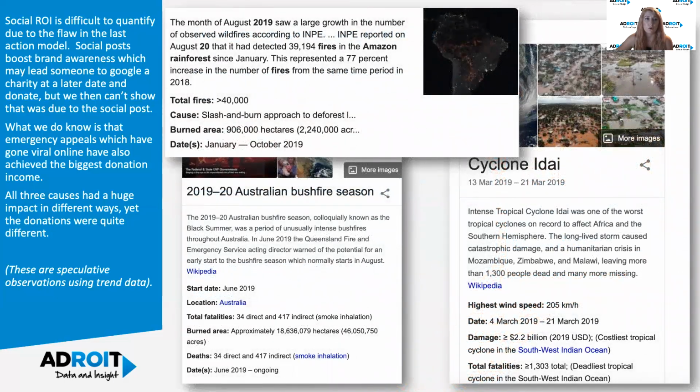So all three disasters were huge, and actually Cyclone Idai was quoted as one of the worst tropical cyclones. So it's interesting to see that there are other factors involved, and this is just speculative, but ones that have gone viral online, like bushfires and the Amazon rainforest, have a huge awareness and do actually receive high amounts of donation income.